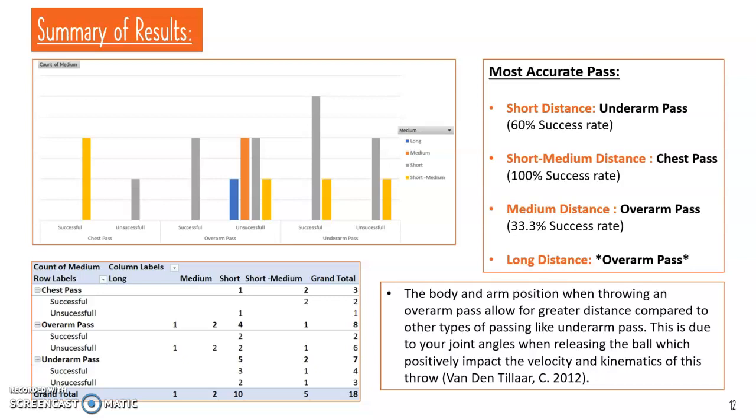However, I still argue that an overarm pass is the most accurate and effective type of pass over a long distance. One, due to it being the only type of pass attempted by the participant over a long distance, and also the body and arm position when throwing an overarm pass allows for greater distance compared to other types of passing like underarm passes. This is due to your joint angles and your body positioning when releasing the ball, which positively impacts the velocity and kinematics of the throw. This is according to Van den Tillaar, 2012.